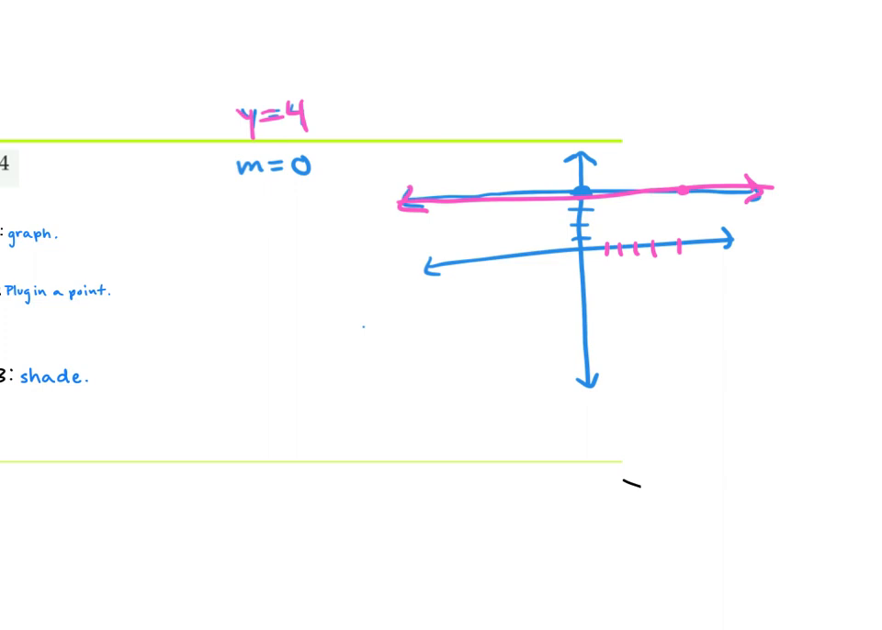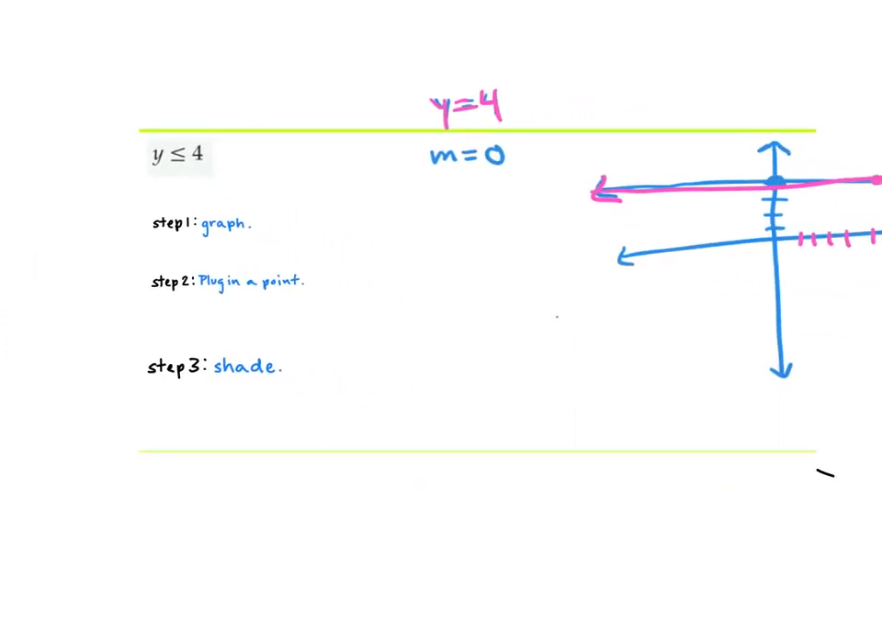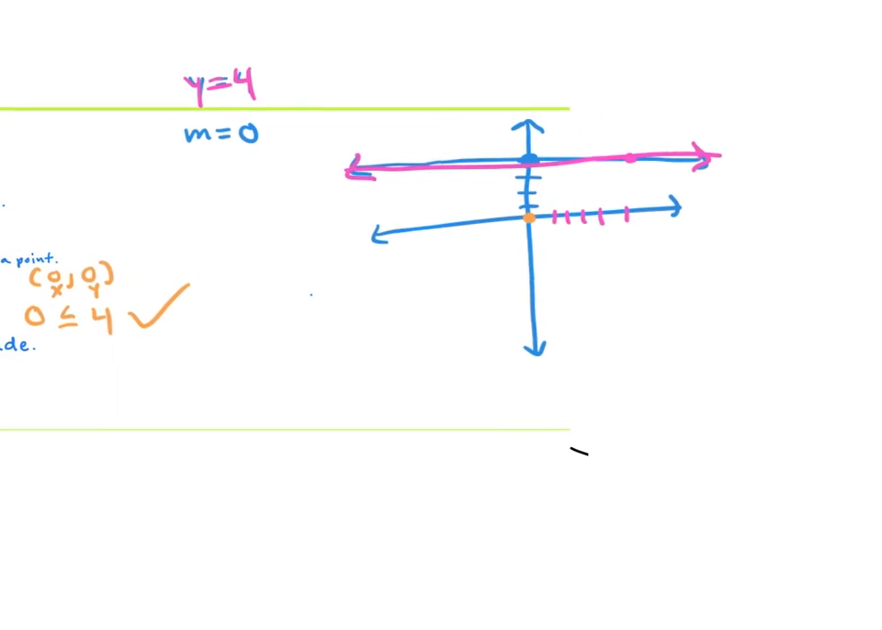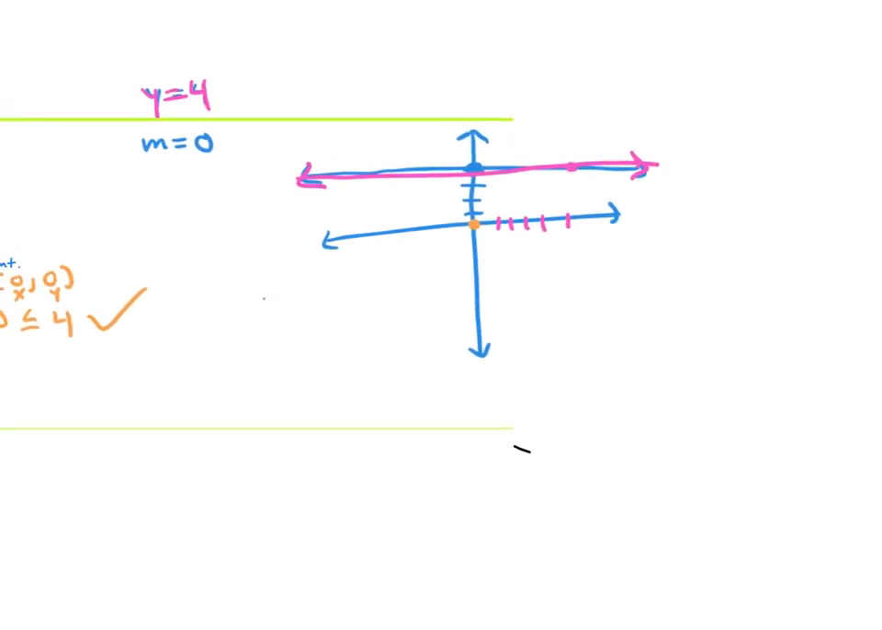All right, moving on to step 2. What are we going to plug in? 0, 0. We're plugging it back into the original here. So we plug in 0 for x. We don't have an x, so we don't plug in anything. And then we plug in 0 for y. So we have 0 is less than or equal to 4. Is this true? Yes. So since this is true, we shade the side that 0, 0 is on. Are we going to shade above our line or below? Below. So we shade everything below.